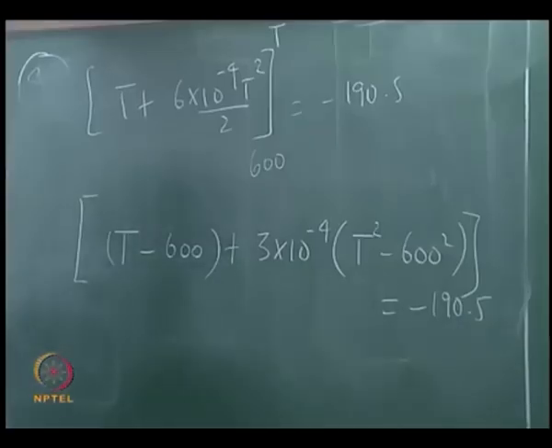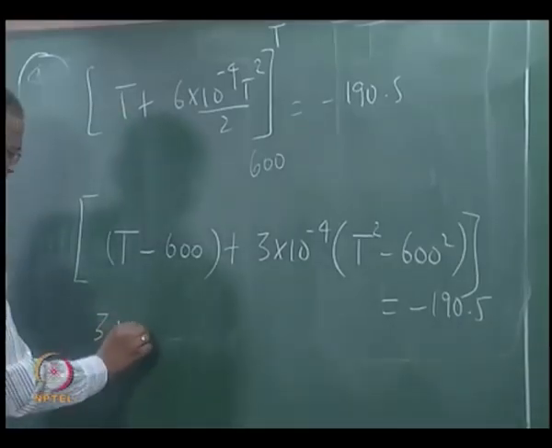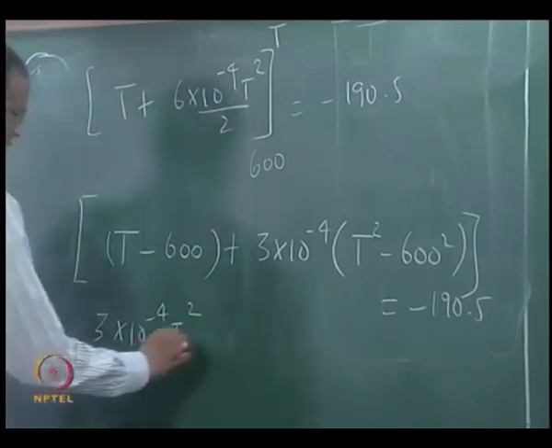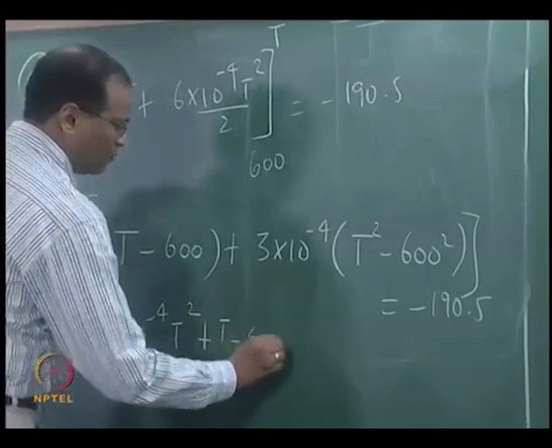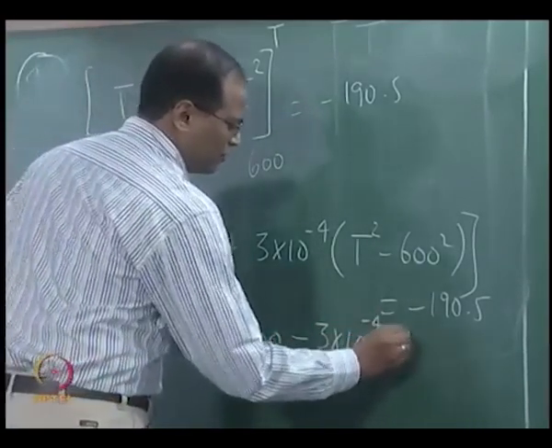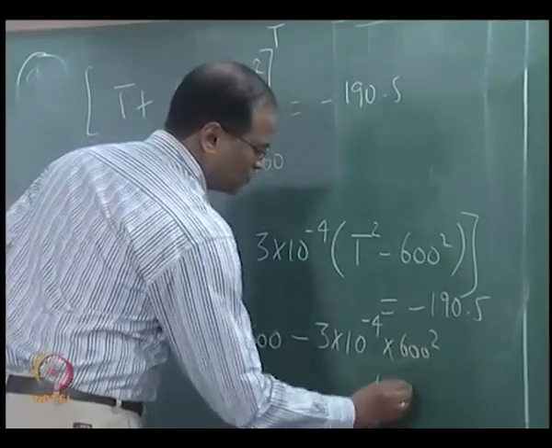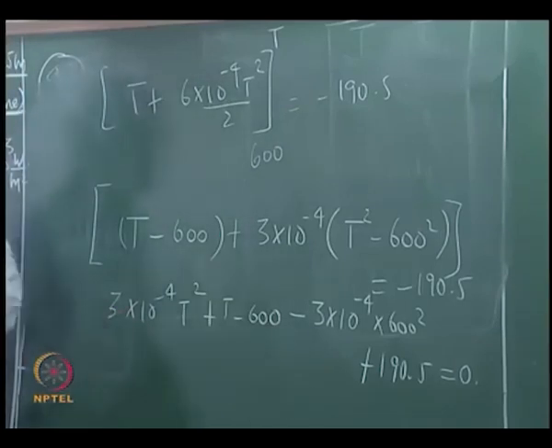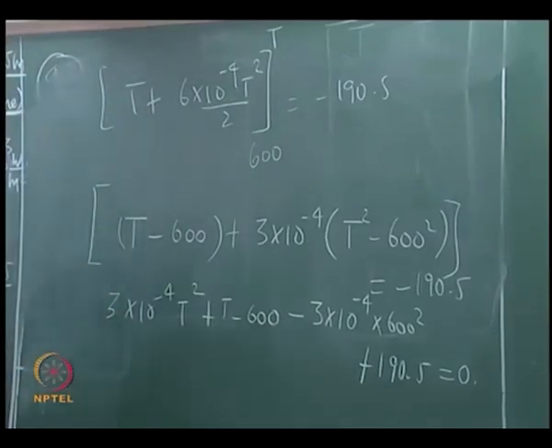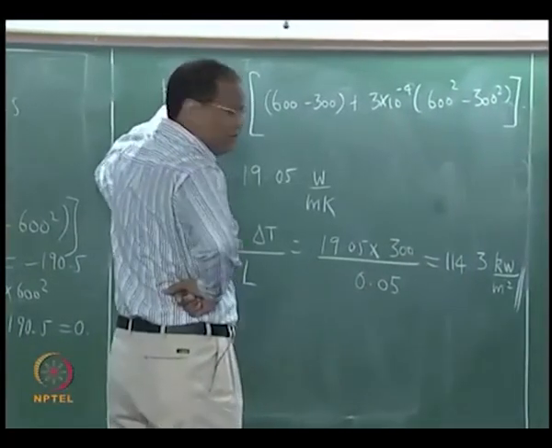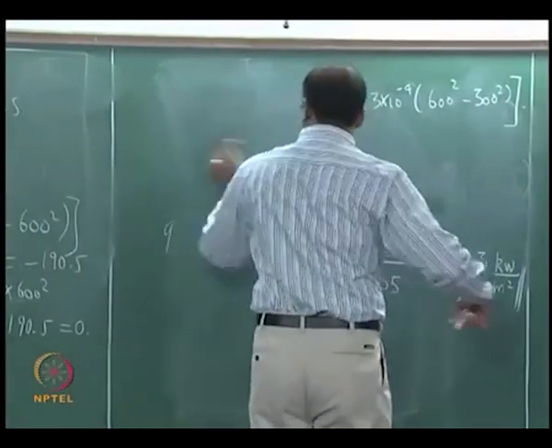So, let us see. So, this is 3 into 10 to the power of minus 4 T square plus T minus 600 minus 3 into 10 to the power of minus 4 into 600 square plus 190.5 equal to 0. Divide throughout by 3 into 10 to the power of minus 4 and make it into a decent quadratic equation. What do you get? 4? Very good. Okay, now let us write the quadratic.